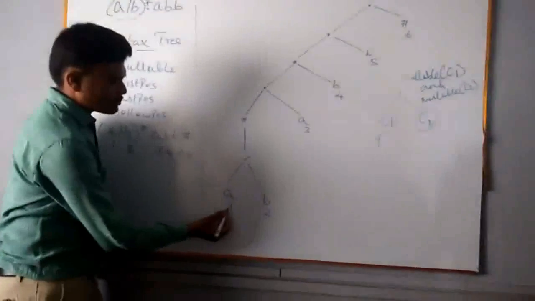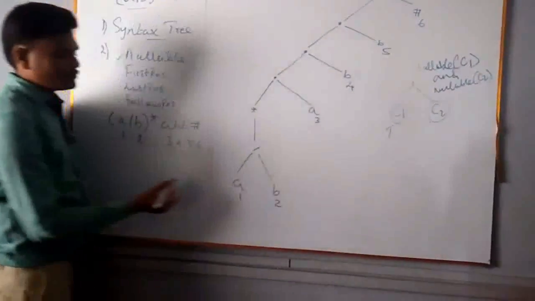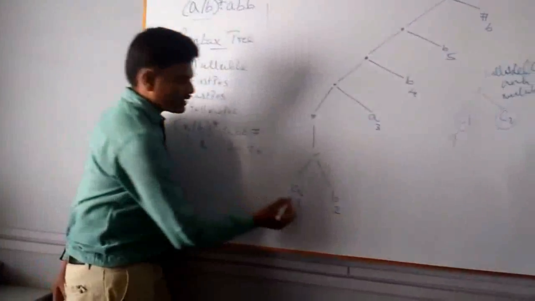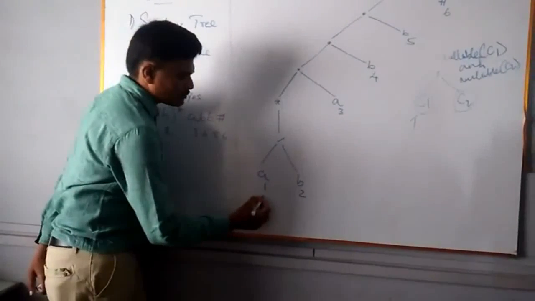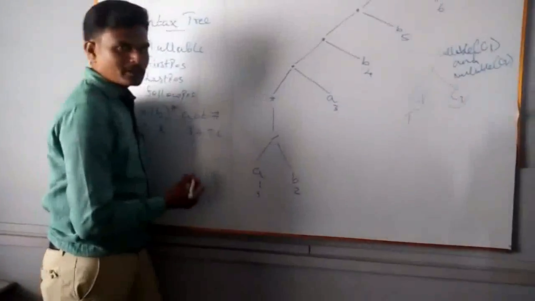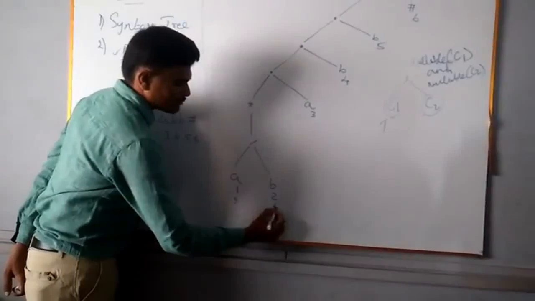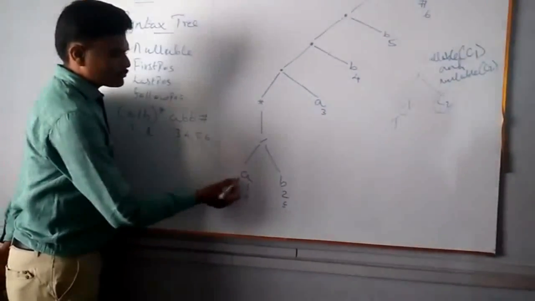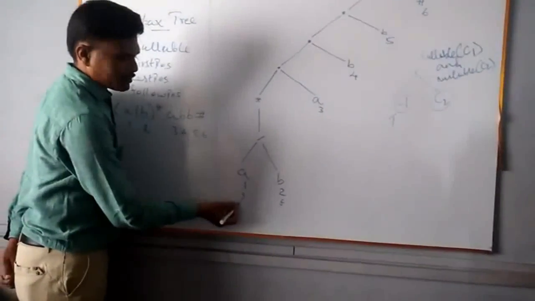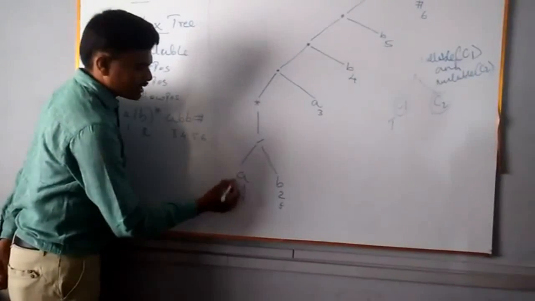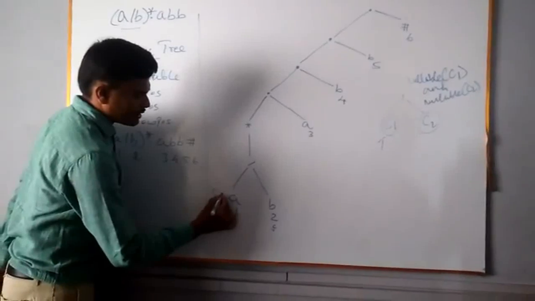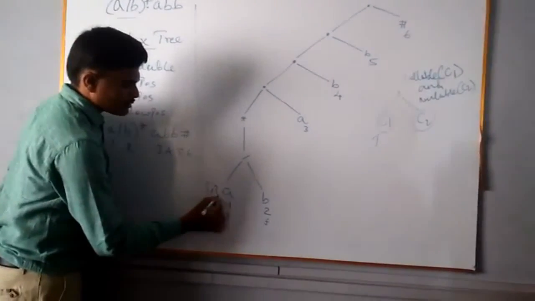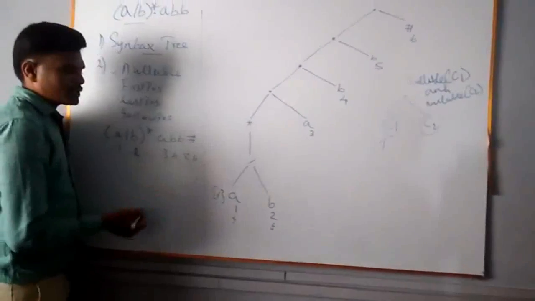So for constructing this, here the leaf node is 1. The leaf nodes have terminal values, so we have a position here. The nullable of that particular leaf node, being a terminal symbol, will be false. Then for this one also the nullable value will be false, and we have to find the first position of this. Nullable of C1 is false and it's a terminal symbol, so the first position will be that position value. Here the position is 1, so we are giving it as 1.